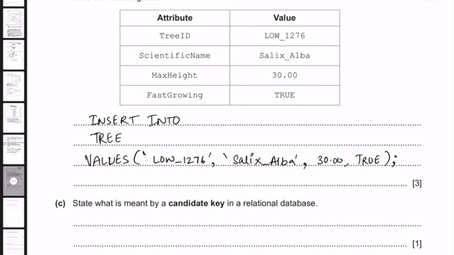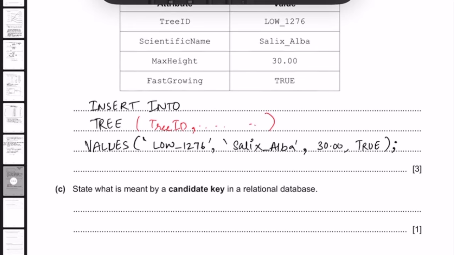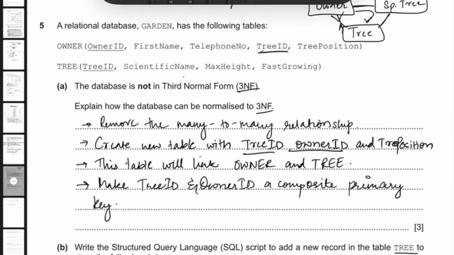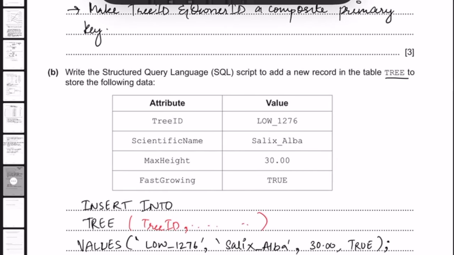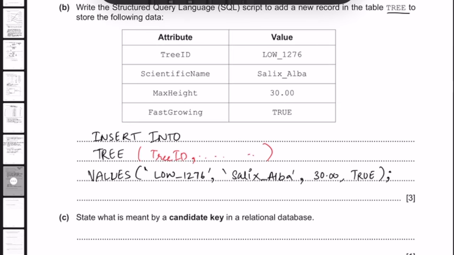Now there's one more way you can do it, which is to add tree and then add all of the field names with commas, and then the same thing. But since it's already in order and we're adding to all, we can just directly skip this part. So I'm just going to do that. Okay.